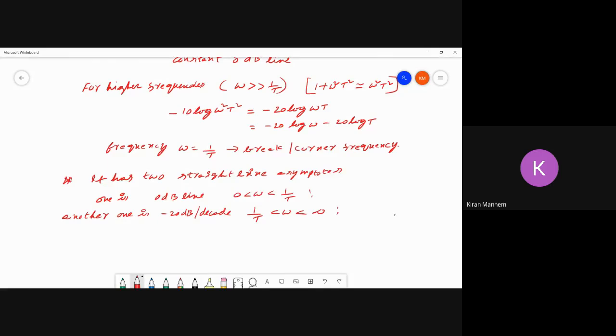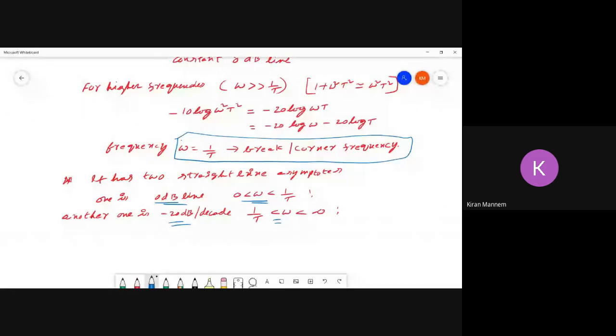So when omega equal to 1 by t, this is called the break frequency. These are the 3 points in this. When omega equal to 1 by t, it is called the corner frequency. For this range, it's a 0 dB line, and for this range, it is a minus 20 dB per decade line.